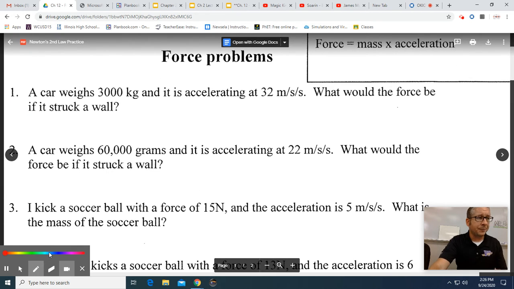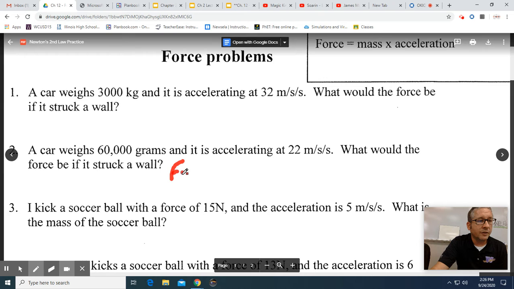Going back to our problem here. A car weighs 3,000 kilograms and is accelerating at 32 meters per second squared. What force would it have if the truck struck the wall? So we've got our formula, F equals m times a. That is terrible. I'm going to try to write that again. My apologies. It's going to be a short-ish video. Force is equal to mass times acceleration. And again, we don't have to do any rearranging because we're solving for force. It's set up for force. So all we have to do is plug in.